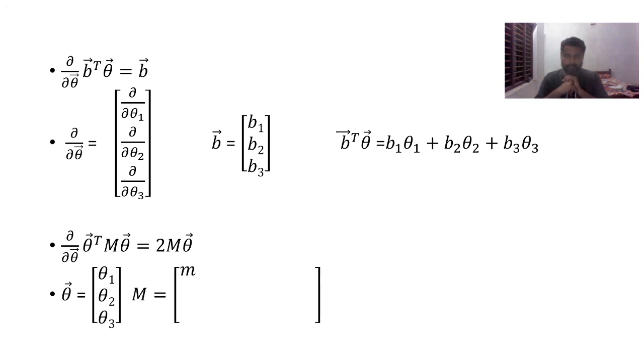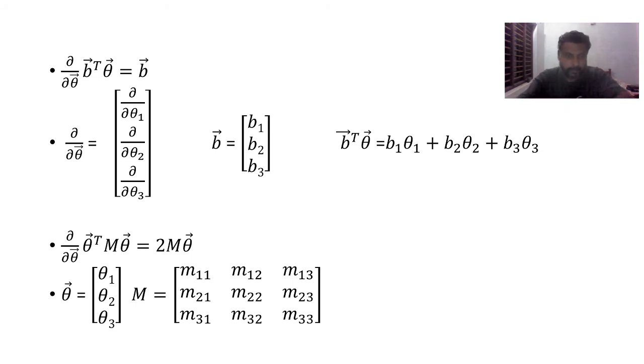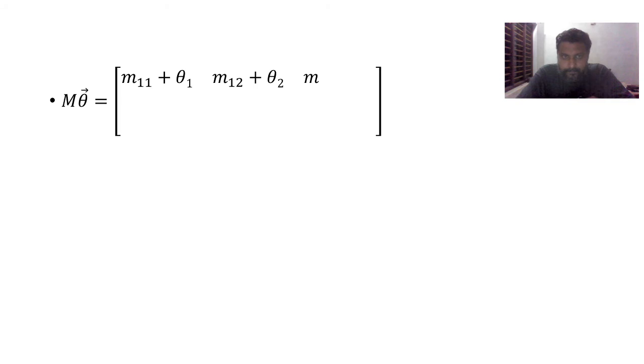Capital M I can represent in the form of m11, m12, m13, m21, m22, m23, m31, m32, m33. Now I have to go for M into θ. Ultimately, you will multiply M with θ. So M into θ I can represent as m11 θ1 plus m12 θ2 plus m13 θ3.